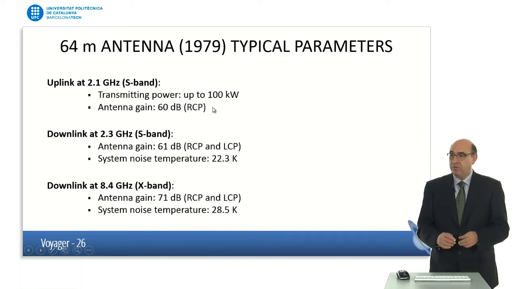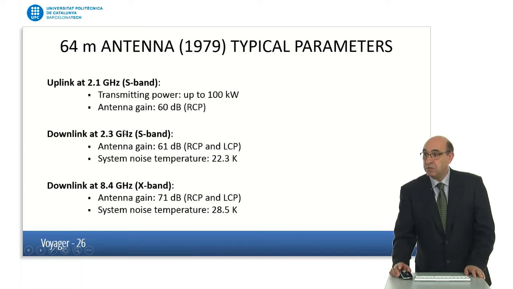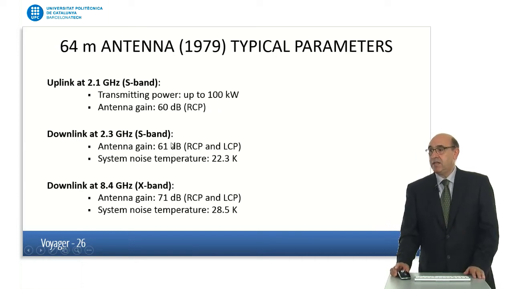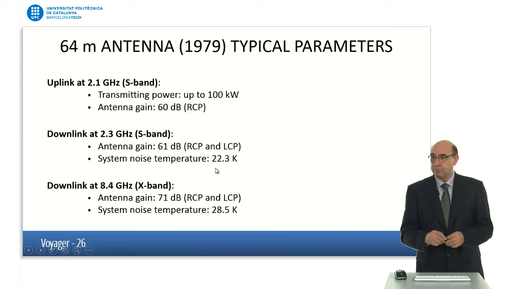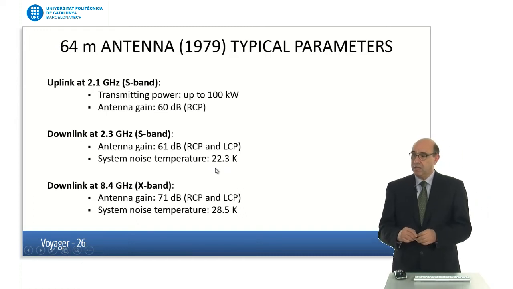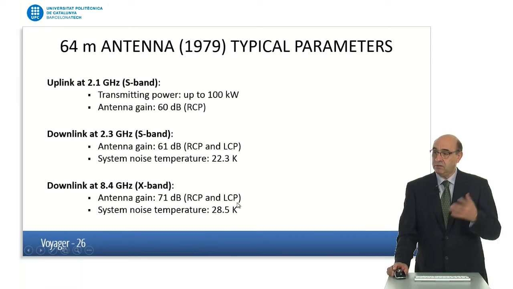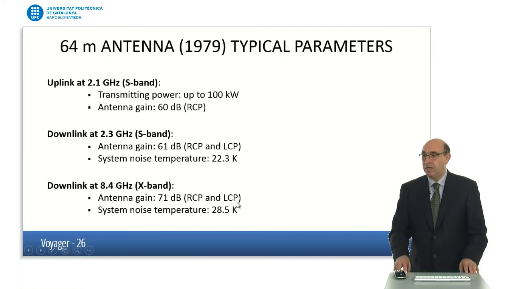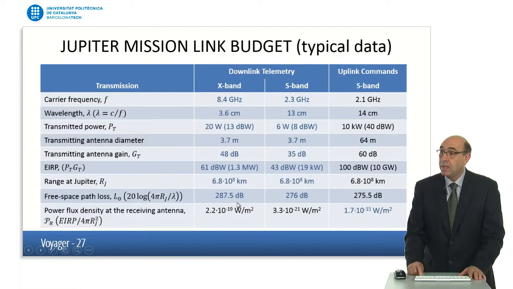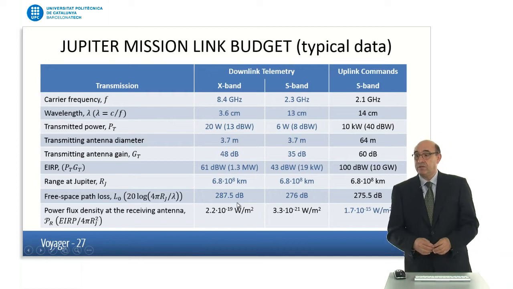At the downlink frequency, which is more or less the same, the antenna is just 1 dB larger, and now the system noise temperature is around 22 kelvins. This is just the number. And at X-band, the gain of the antenna is 10 dBs larger, because we have increased the frequency, and the system noise temperature is 28.5, and could receive or transmit in right or left-hand circular polarization. And now, let's go for the link budget.